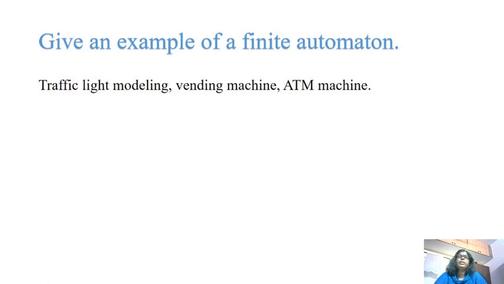Okay, give an example of a finite automaton. A traffic light is also a finite automaton. It automatically changes its colors. And a vending machine, any type of vending machine, cool drinks machine, Pepsi, Coke, and so on. Many things nowadays vending machines can give, right? And the ATM machine, generally we are using this ATM machine. An ATM machine is one type of automaton. Automatically it gives the money to us, right, on putting our card.